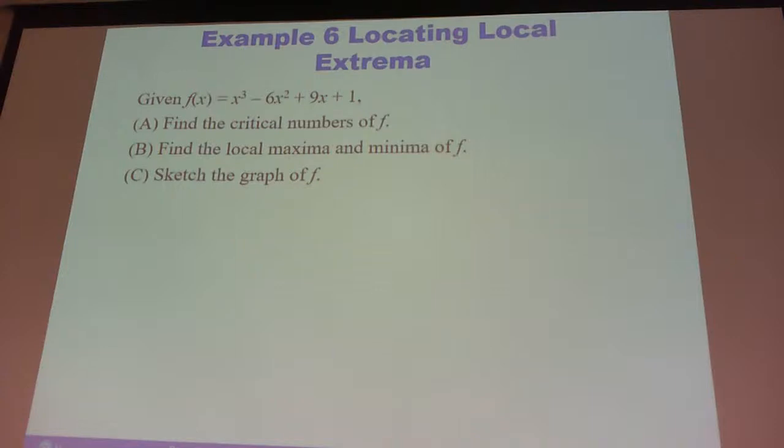Okay? So, here's finally all that setup is leading to this. We're going to find the extrema of x cubed minus 6x squared plus 9x plus 1. Okay? We're going to see if it's a local max, is it a local min, and then sketch it. So, I'm going to walk you through this problem step by step. So, take a nice, good sheet of paper. We are starting with f of x equals x cubed minus 6x squared plus 9x plus 1. Okay?